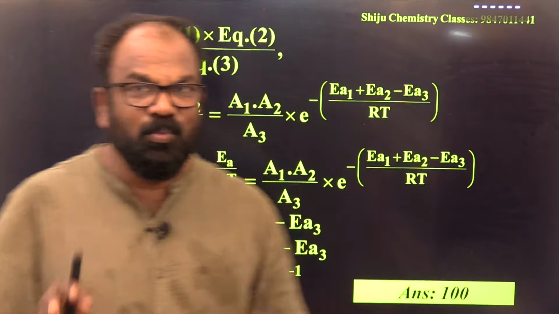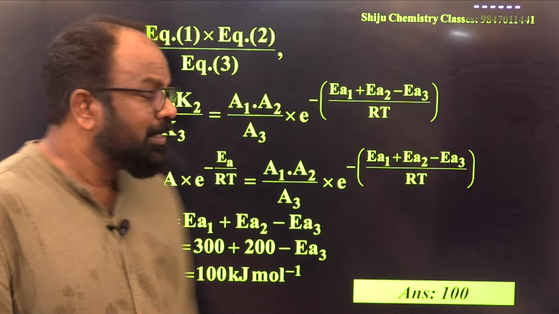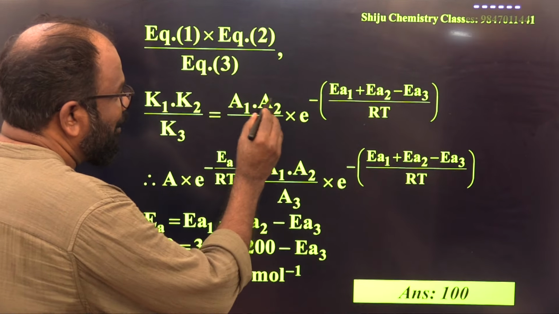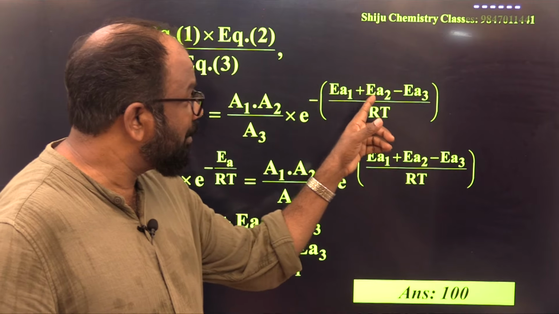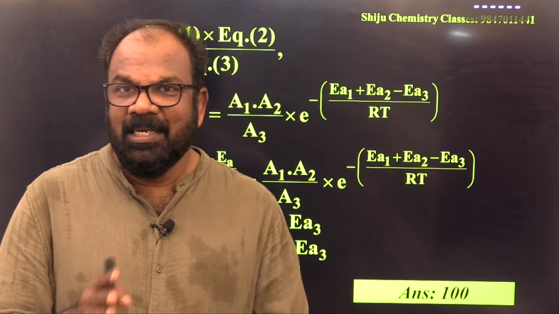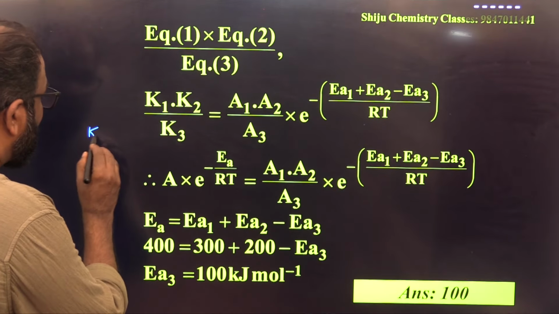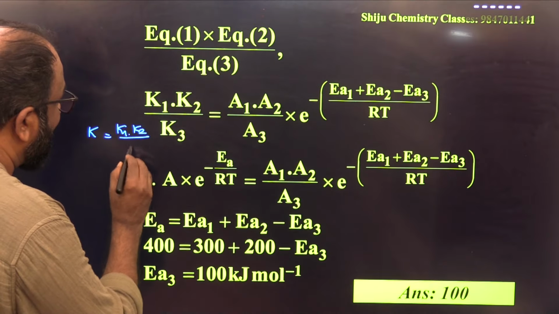Now equation number 1 into equation number 2 divided by equation number 3 gives K1 into K2 by K3 is equal to A1 into A2 by A3 into E raised to minus of EA1 plus EA2 minus EA3 by RT. But here it is given that rate constant of the overall reaction K is equal to K1 into K2 divided by K3.